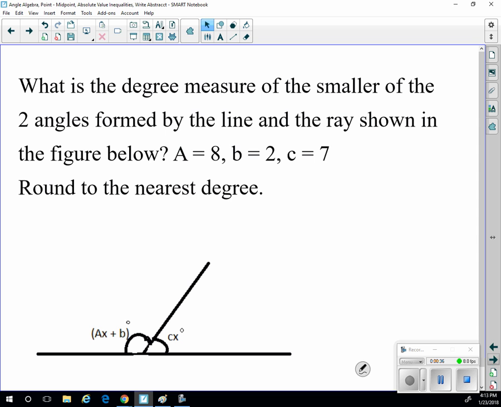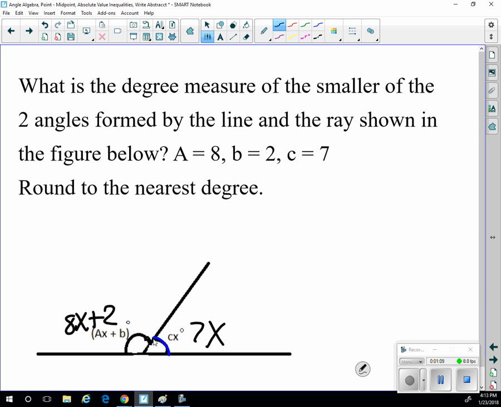So what is the degree measure of the smaller of the two angles formed by the line and the ray shown in the figure below? So we want this angle right here. So A is 8, so we have 8x plus, and B is 2, and C is a 7, so we have 7x over here. Well, those two add up to 180 because they form a straight line.